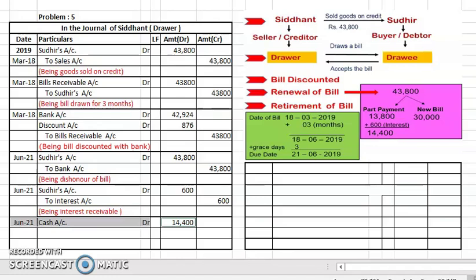So Sudhir is paying 13,800 in cash plus 600 in cash. So the amount of part payment is 14,400. The entry for this is cash account debit to Sudhir's account 14,400 being cash received. Then the entry for the new bill, bills receivable account debit 30,000 to Sudhir's account 30,000 being new bill drawn for a period of 2 months.